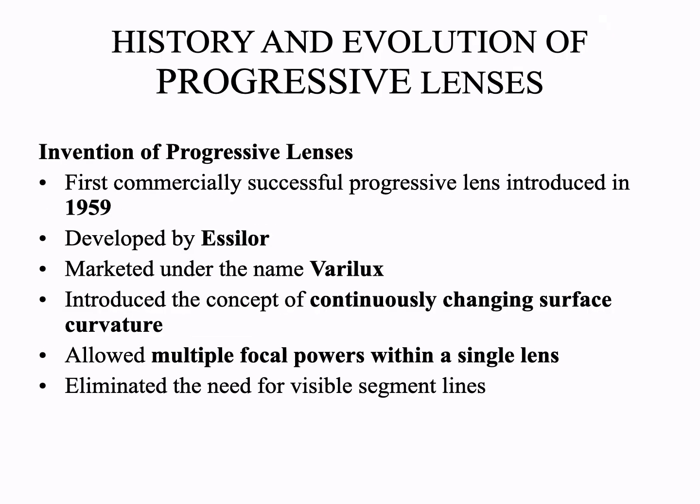Now, the invention of progressive lenses. They were first commercially and successfully introduced in 1959. The first ever progressive lens was developed by Essilor and marketed under the name Varilux. It introduced the concept of continuously changing surface curvature, with multiple focal powers in one single lens. Obviously, progressive lenses eliminated the need for visible segment lines.